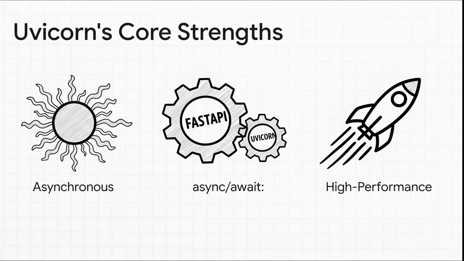So, it's pretty clear why Uvicorn and FastAPI are a match made in heaven, right? Uvicorn is built from the ground up for this asynchronous world. It speaks the exact same async and await language as your app. There's no translation needed, which means you get raw, pure, maximum performance.